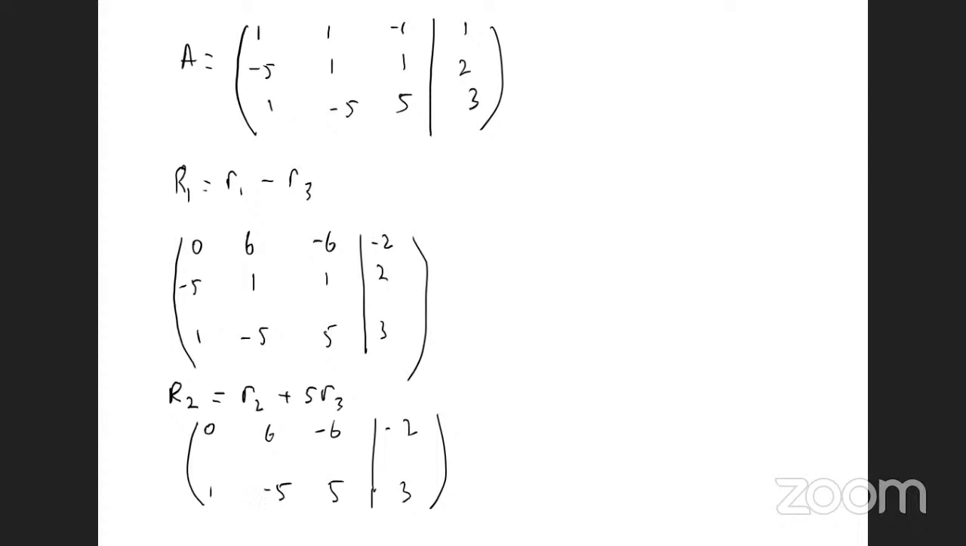So when I multiply this out, I'll get 0 here, of course. Then I will get 1 minus 25, minus 24. And I'll get 1 plus 25, which is 26. Then I will get 2 plus 15, which is 17. Anybody get that? Yeah?